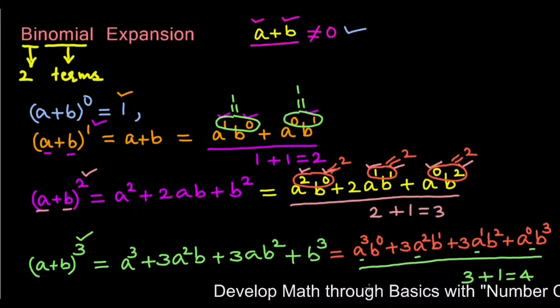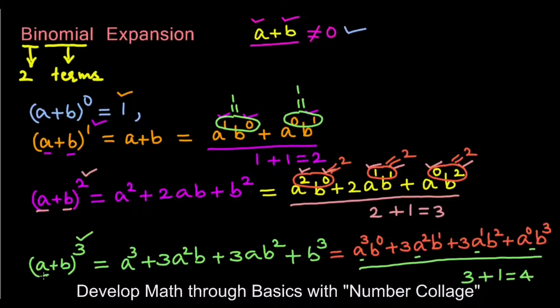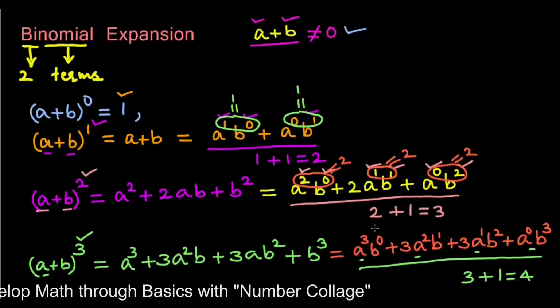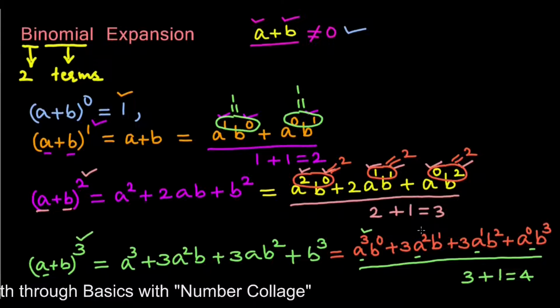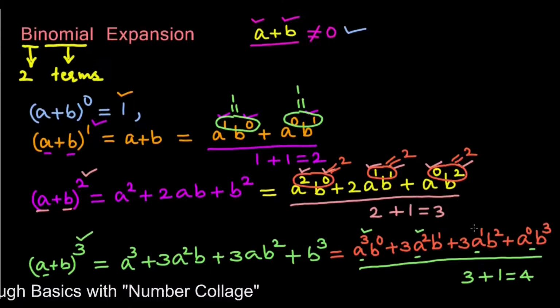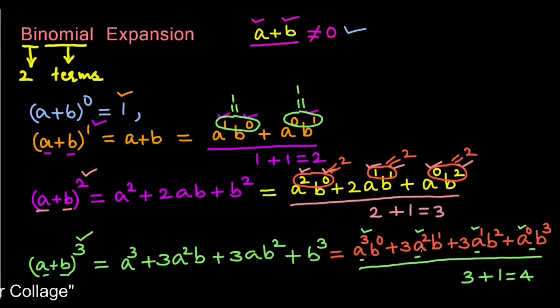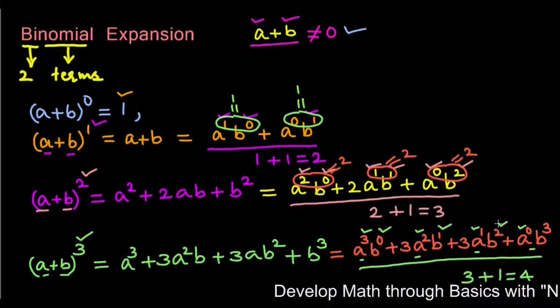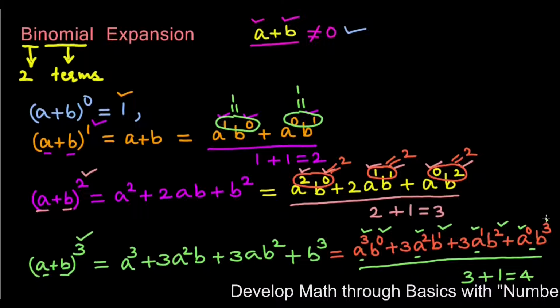Our second observation is power of the first term a goes on decreasing by 1 in each term of the expansion. In the first term it is 3, in the second term it is 2, in the third term it is 1, and in the fourth term it is 0. Whereas the power of the second term b goes on increasing by 1 in each term of the expansion. In the first term, power of b is 0, in the second term it is 1, in the third term it is 2, and in the fourth term it is 3.